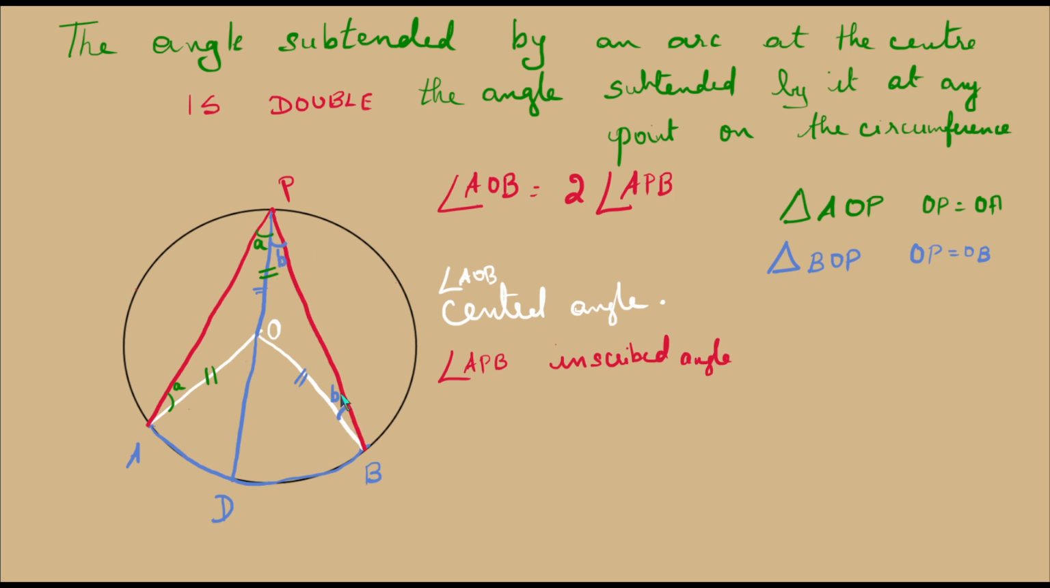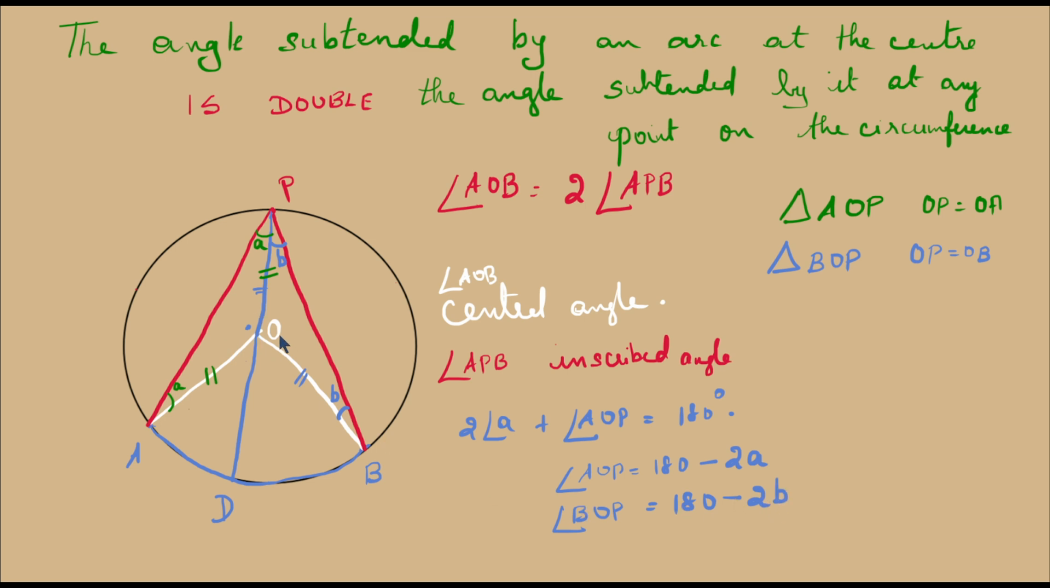Right? Now what do we have here? What about this third angle in triangle AOP? We know that the sum of the angles in a triangle is 180 degrees. That is 2 times angle A plus angle AOP would be equal to 180 degrees. So can I say that angle AOP is equal to 180 minus 2A? And by the same explanation, I can also say that angle BOP is equal to 180 minus 2B.